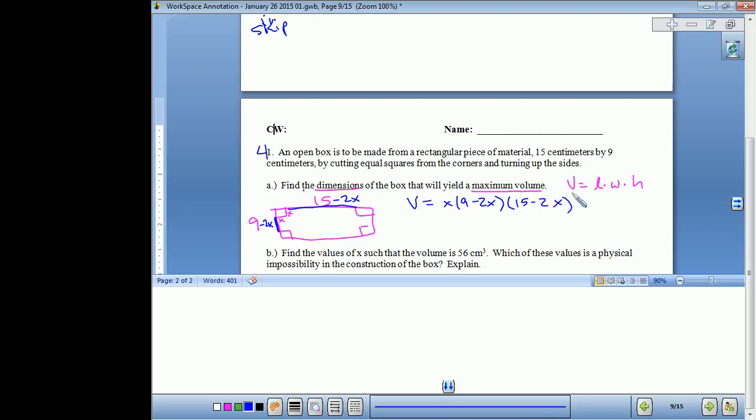So some of this we could do without our calculator, couldn't we? It's already factored. Where are my zeros? Zero, 9 over 2 and 15 over 2. Very good. 4.5. And then 7.5.